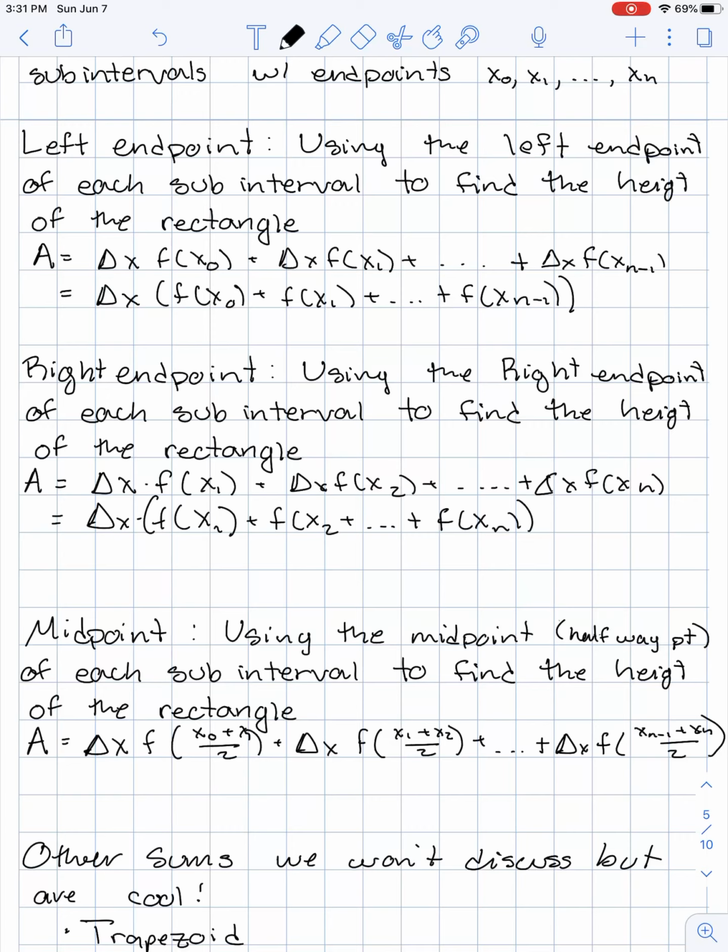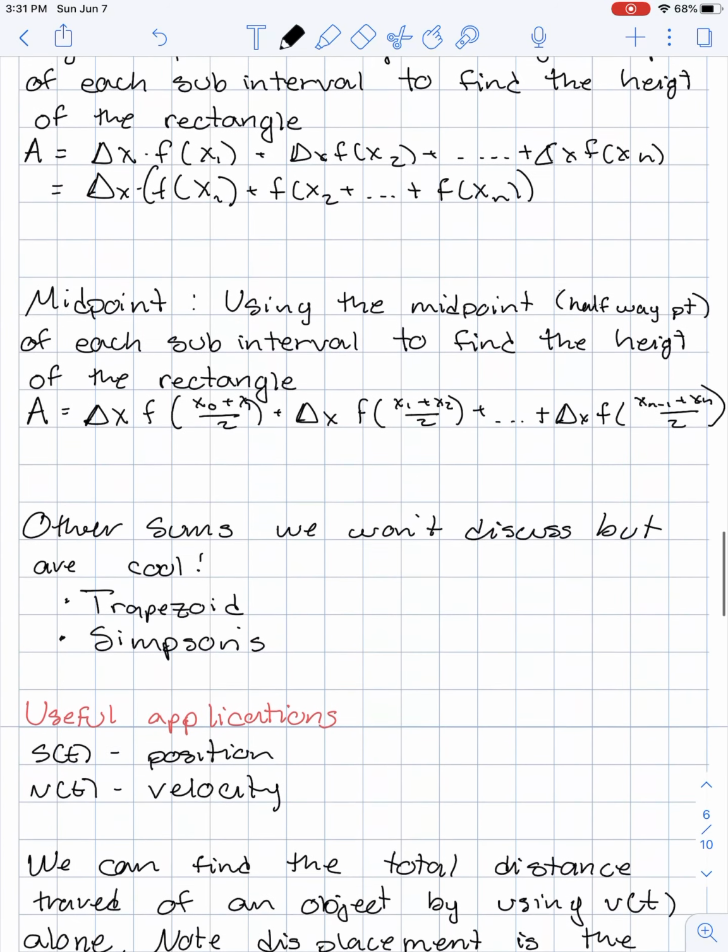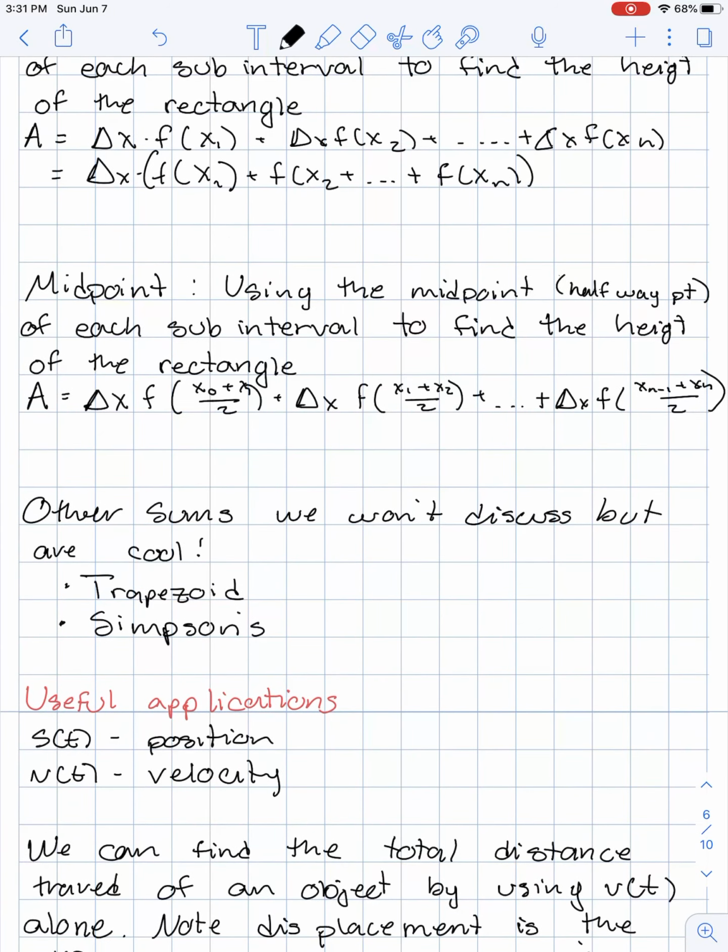So those are three other ones other than upper and lower sum. We have left endpoint, right endpoint, and midpoint. There are some other sums that we won't discuss because of timing, and it's not in your textbooks, which I think is weird. But they're really cool. The trapezoid rule or method, as it's often called, is really, really cool.